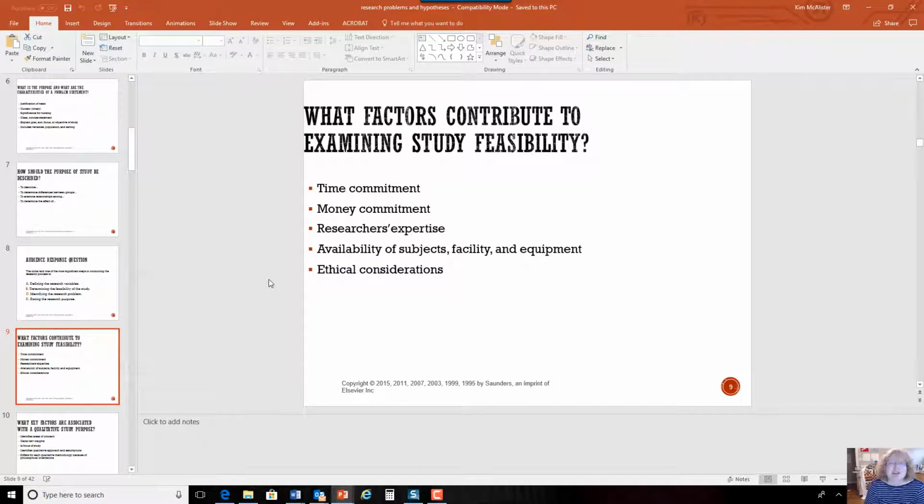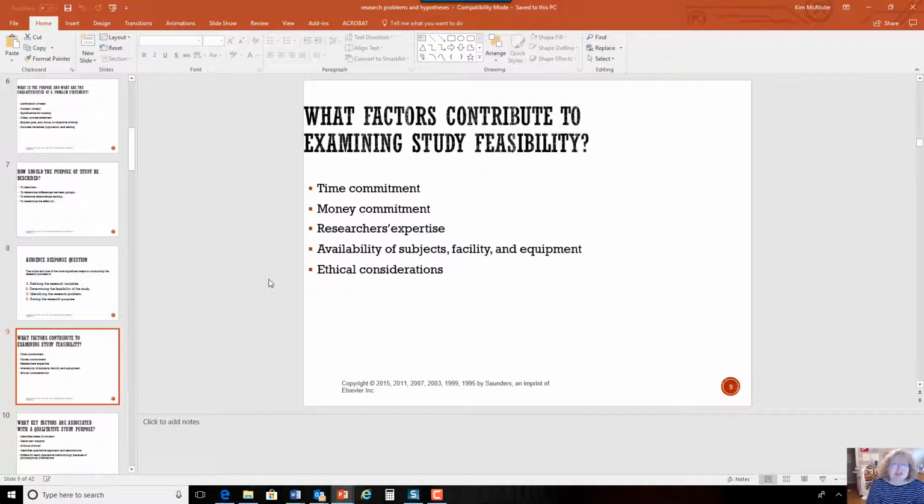What's the availability of your subjects? Do they live 400 miles away and they have to travel to you for the study? Are they nearby? Are the times that they have to participate at times that will work with their schedule? What type of facility do you have? Do you have a place to carry out your research? Or are you doing qualitative research and going out into the community? Do you have a place to meet? Do you have the equipment that you need?